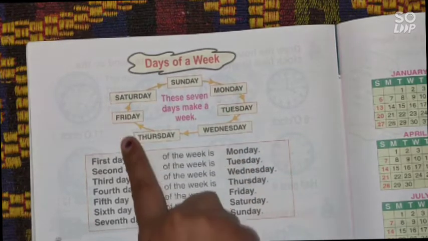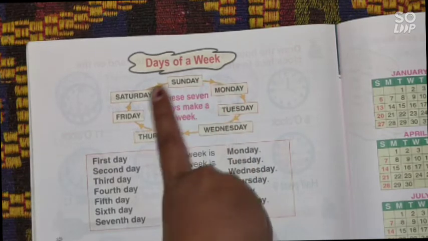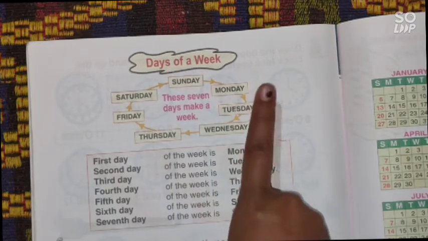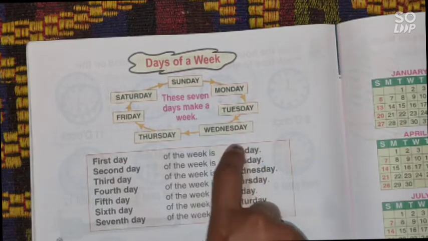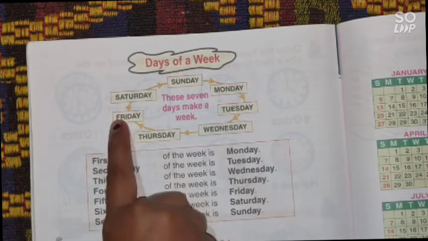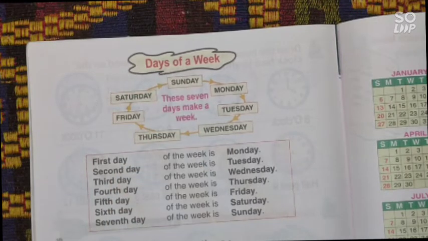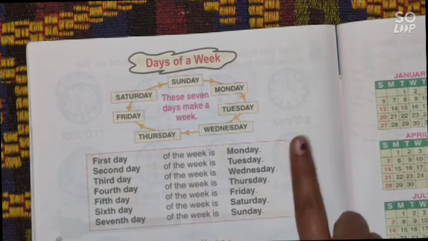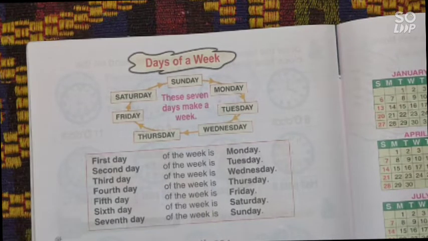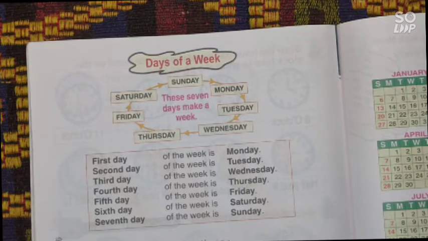So these 7 days make a week. Monday, Tuesday, Wednesday, after Wednesday, Thursday comes, then Friday, then Saturday and then Sunday. So, first day of the week is Monday, second day of the week is Tuesday, third day of the week is Wednesday, fourth day of a week is Thursday, fifth day of the week is Friday, sixth day of the week is Saturday and the last day, that is the seventh day of the week, is Sunday.